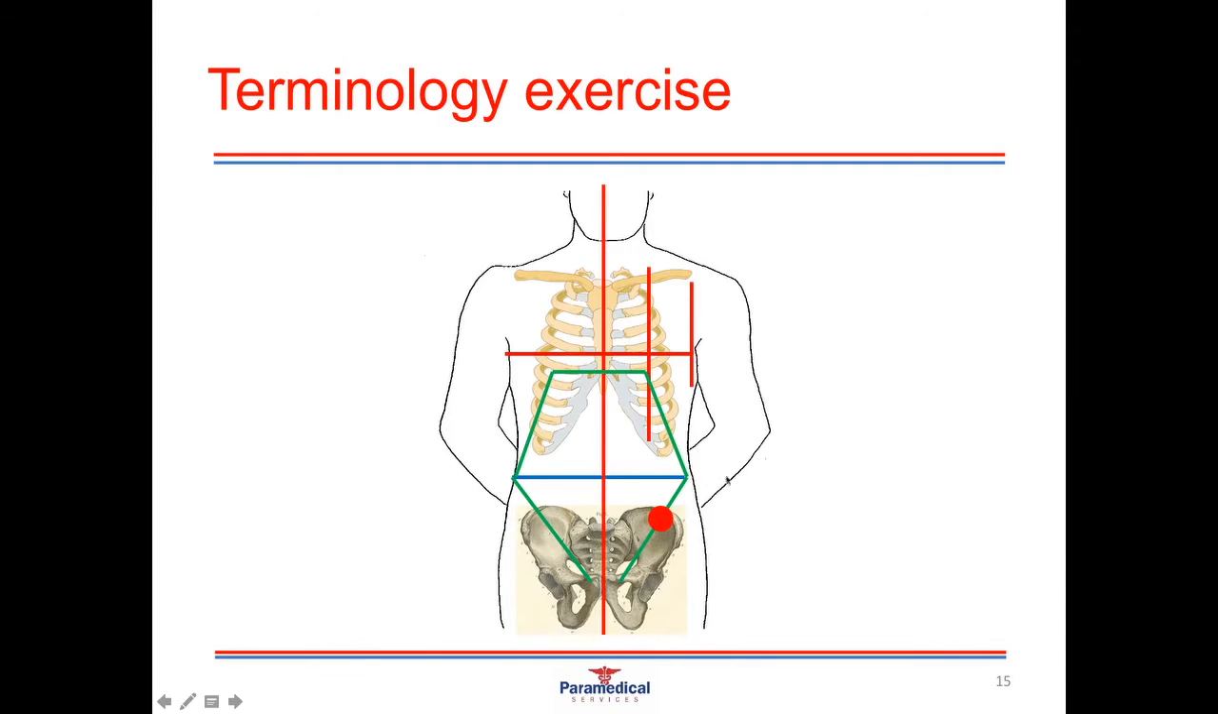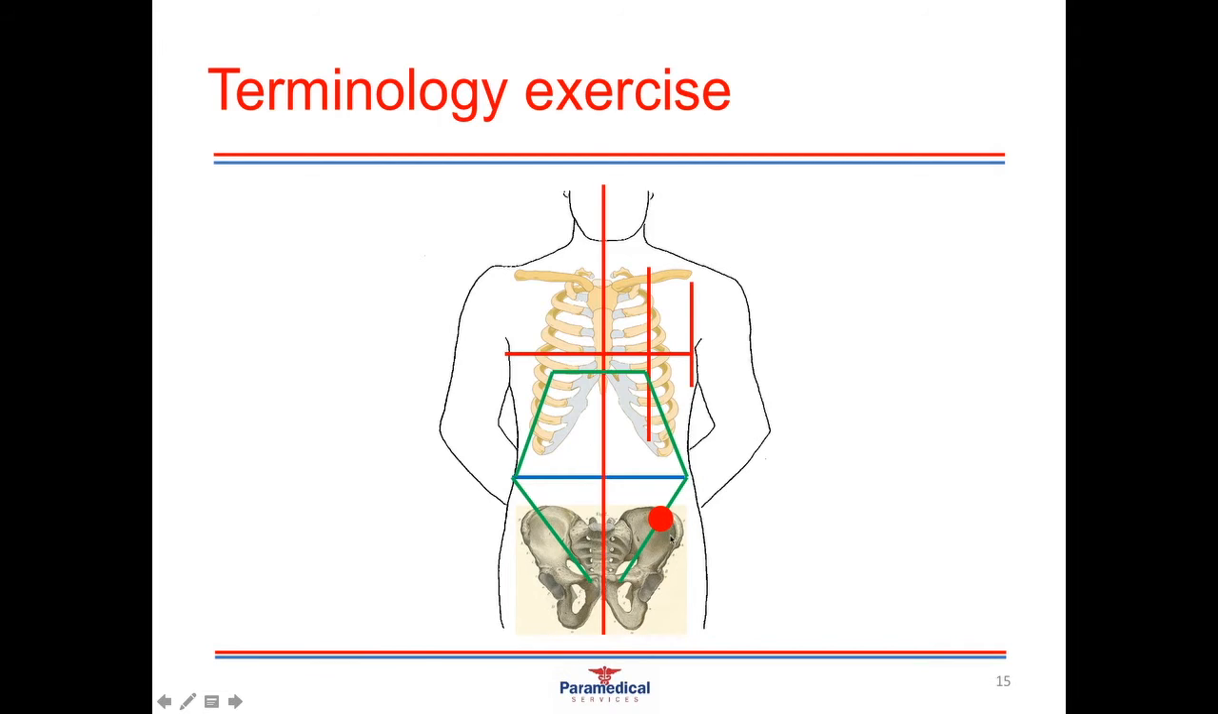Here we have another point on the abdomen again. So we're going to be using abdominal lines to describe where this is. So this is now in the left lower quadrant of the abdomen, and we can use the umbilical line to state that this is about 3 centimeters inferior, or below, the umbilical line, and it's about 5 centimeters lateral to the medial line.